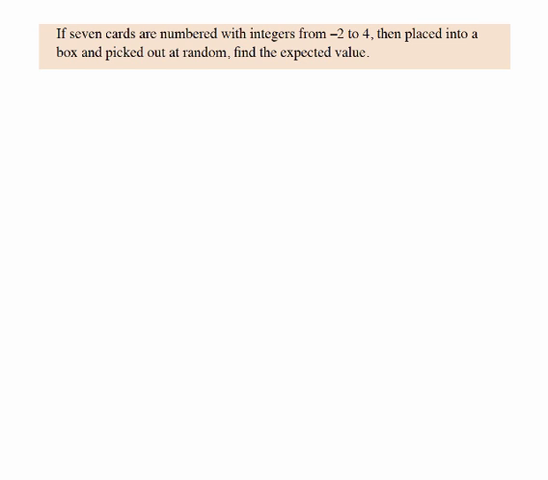This question describes a relatively simple probability experiment that can be used to illustrate the expected value formula. Remember, expected value is relevant when you have an experiment that has numerical outcomes and you can compute the probabilities of those outcomes. And that's exactly what's going on here. We're drawing a card from a box at random, and the cards are numbered from -2 to 4. So I have 7 outcomes here.